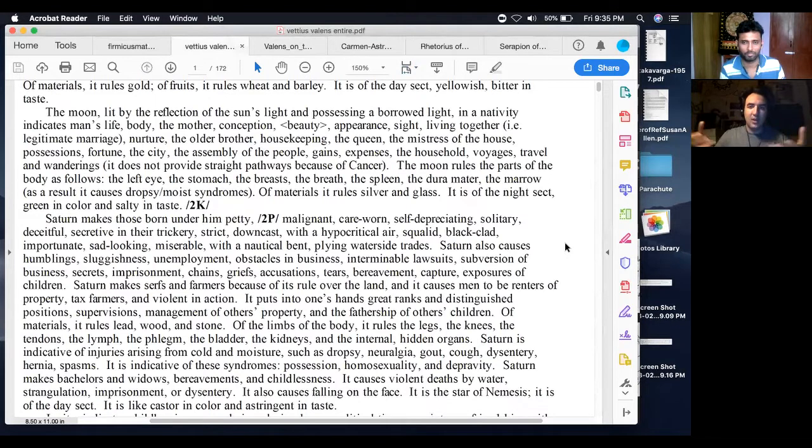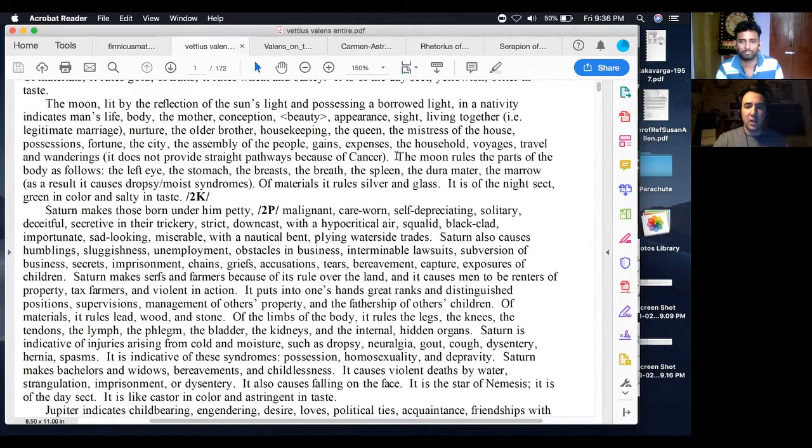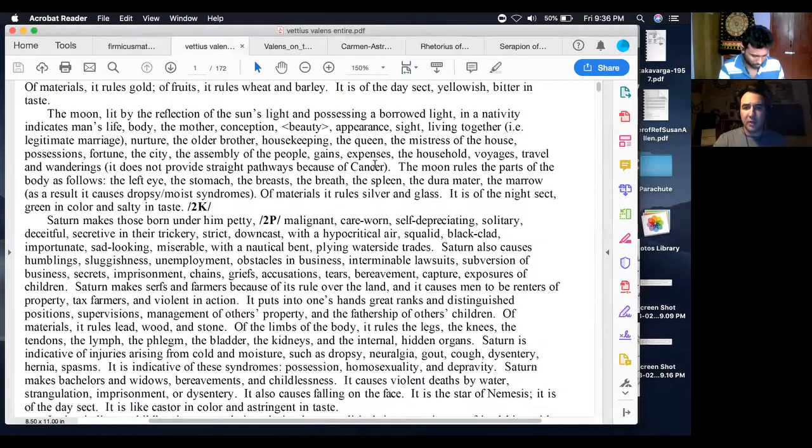The moon is that initial appearance, and again, the moon rules over the realm of generation and corruption, which is the earthly realm. Basically, you'll find generation and corruption a lot in later medieval authors. So yeah, sight, just like the sun. We're going to see that it rules the left eye down here, right? So the other eye. Living together, nurture, the older brother.